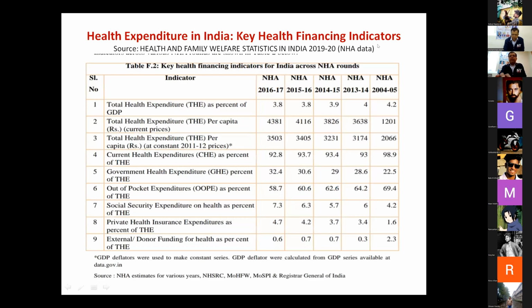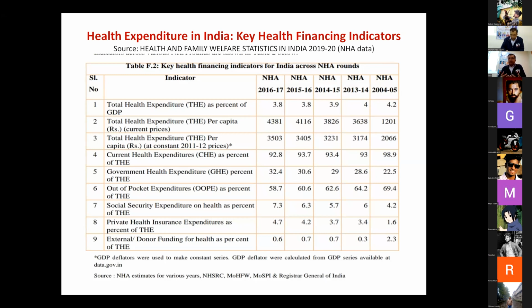Health expenditure in India, the key health financing indicators. So what is expenditure basically? We all are aware of the term expenditure. When we spend money on certain items, then this is known as expenditure. Income, when we get money for something, that is income. And when we spend that money, that is expenditure. So every state or country basically has some source of income, and then there is a kind of budget where the state is planning to spend the amount or the income.